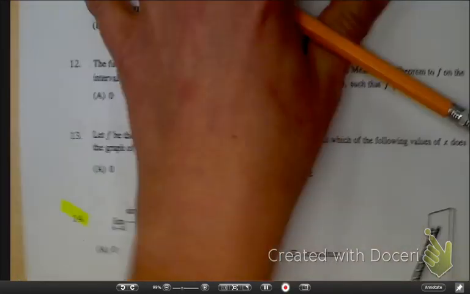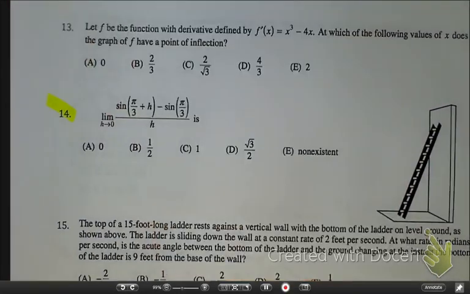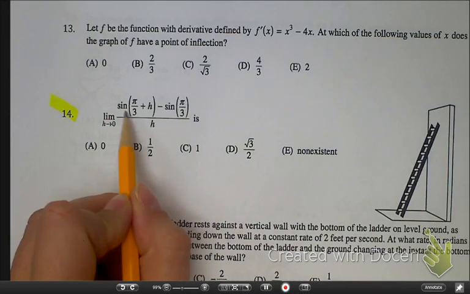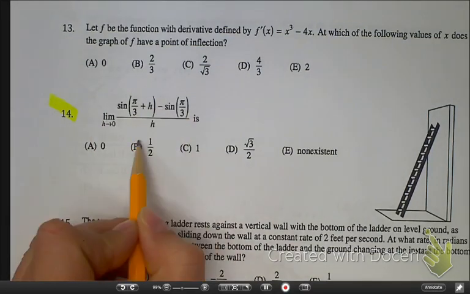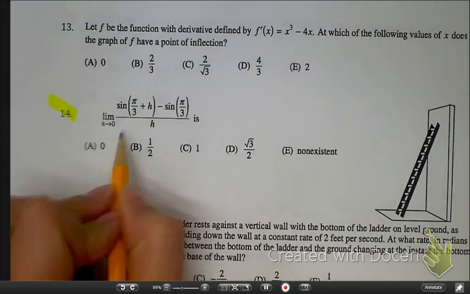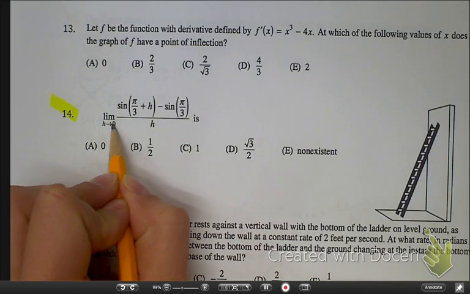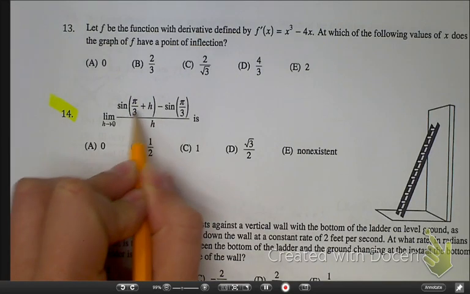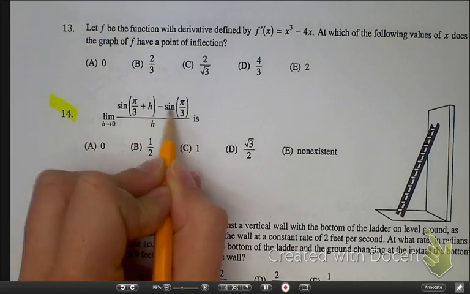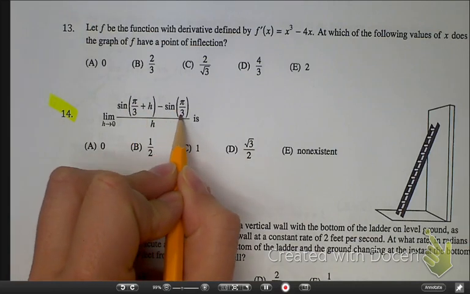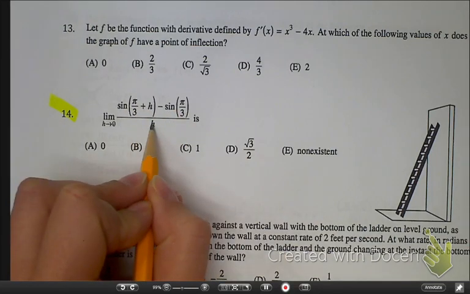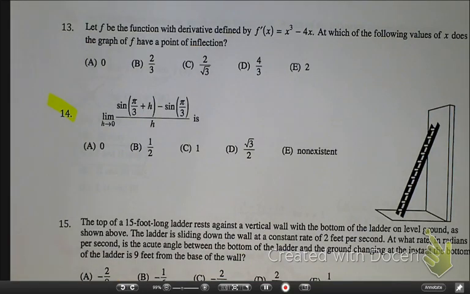Number 14. On this one, this is one of the definition of the derivative problems, but I'll show you that there are multiple ways to do it. So h equaling 0 for this one would be sine of pi over 3 plus 0, which is just sine of pi over 3, minus sine of pi over 3, which is 0 on the top. And then if I plug 0 into the bottom, I also get 0. So L'Hopital's rule does work here if you wanted to use L'Hopital's rule.